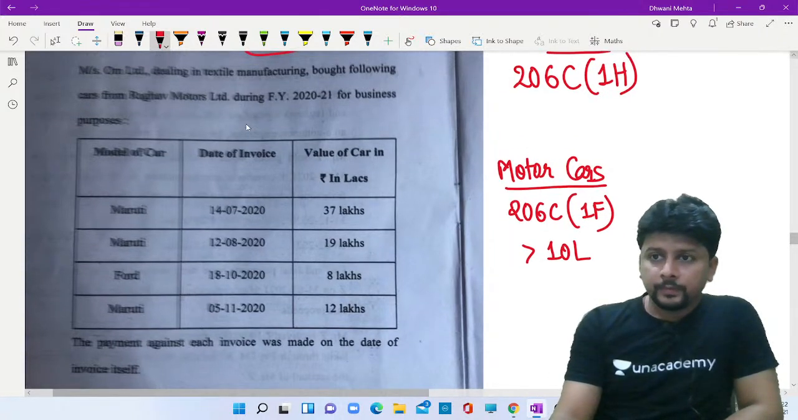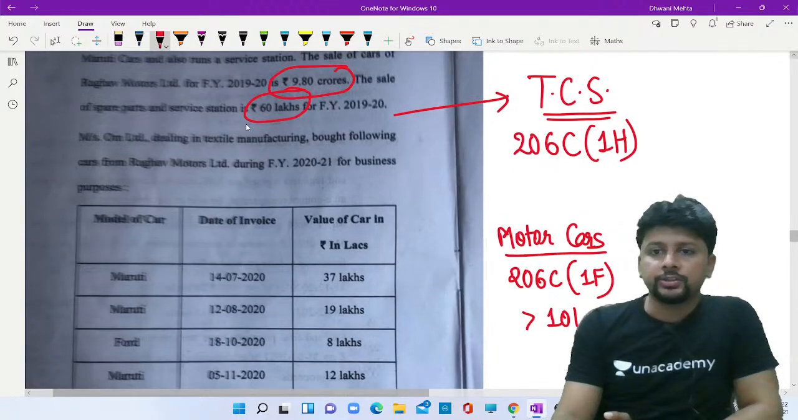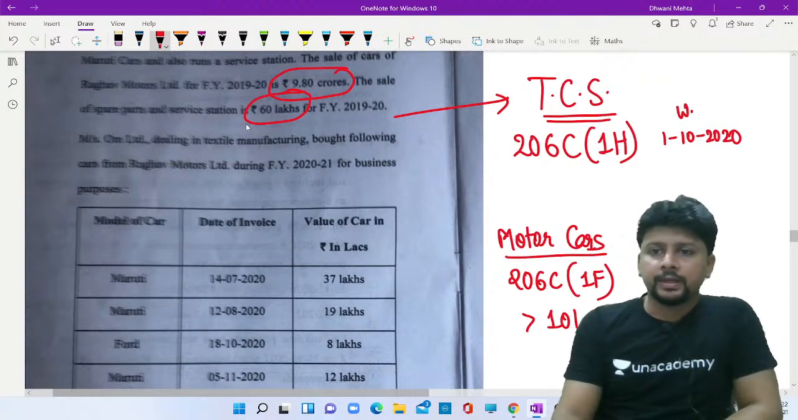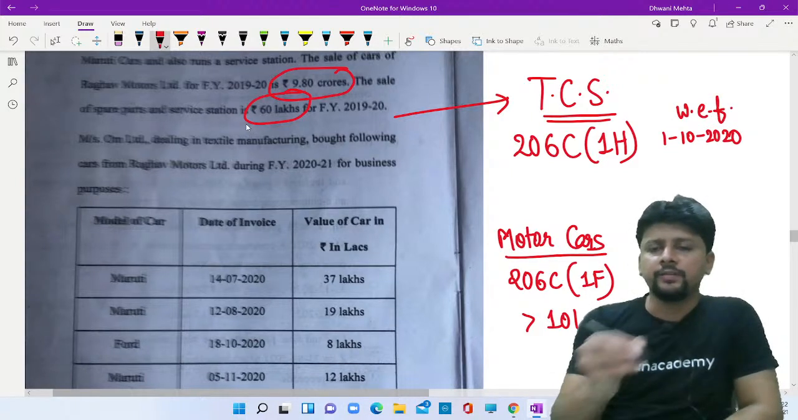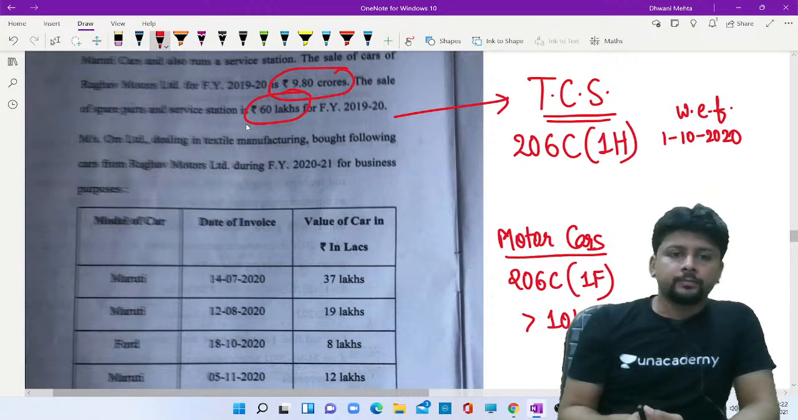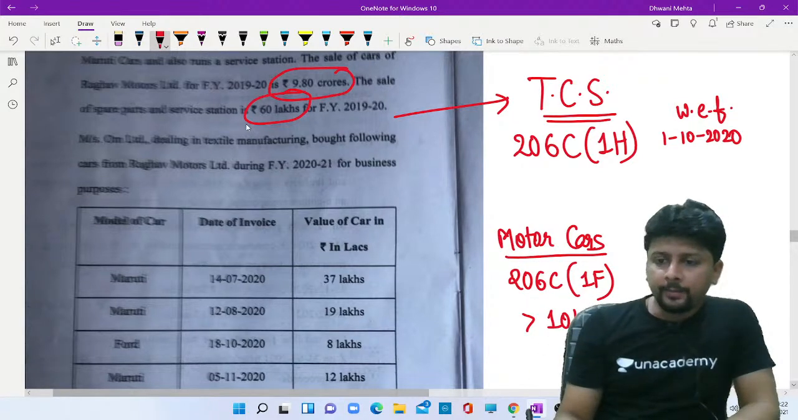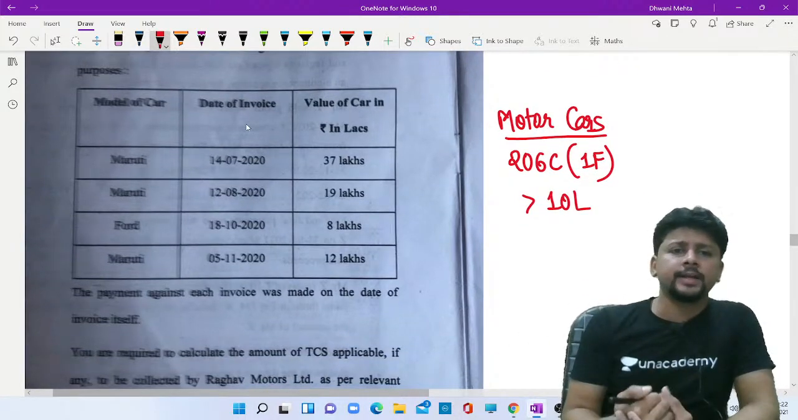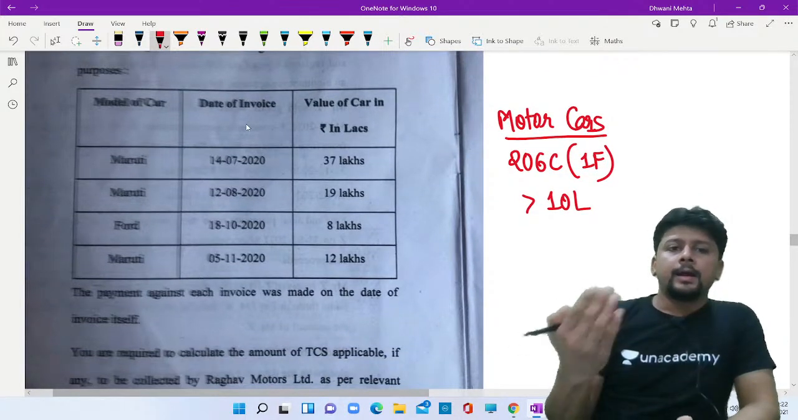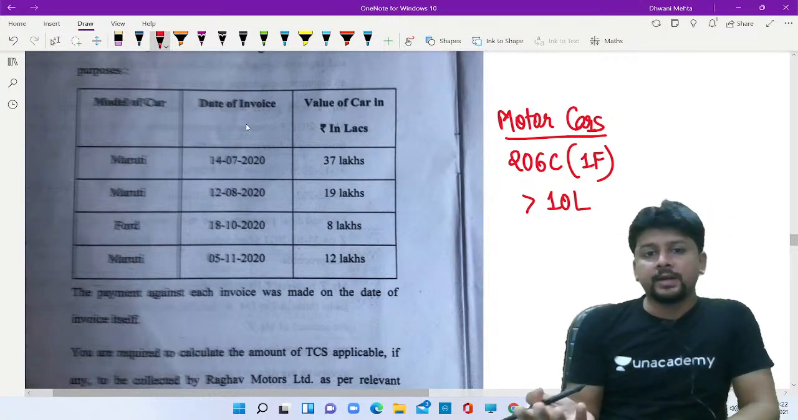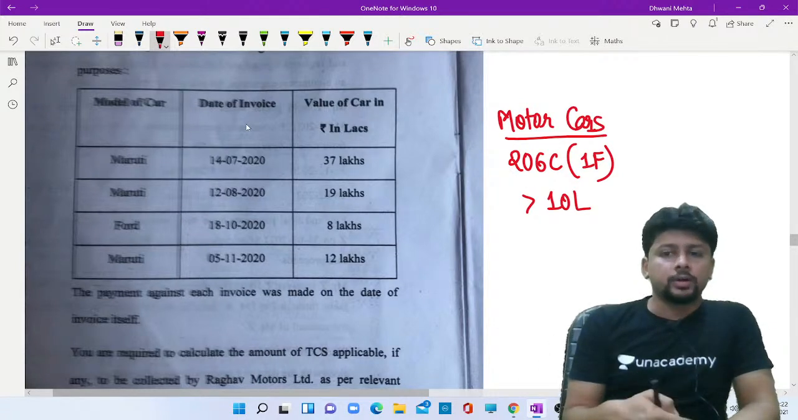Also, the question tested the knowledge of the student on 1st of October 2020, the date with effect from which 1H was made applicable. So any transaction happening before 1st October, anyways they were attracted to 1H. Any transaction happening after 1st October, 1H would be attracted if 1F did not get attracted.